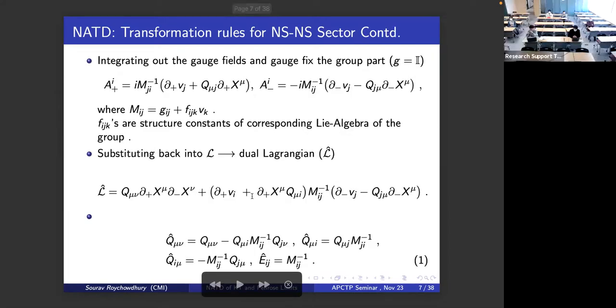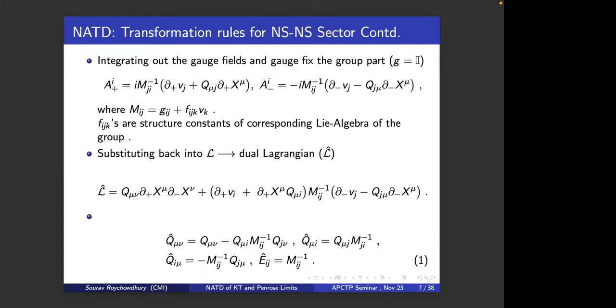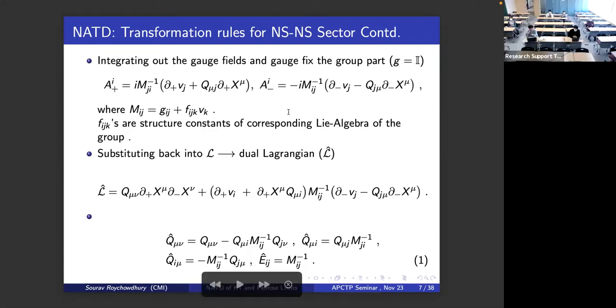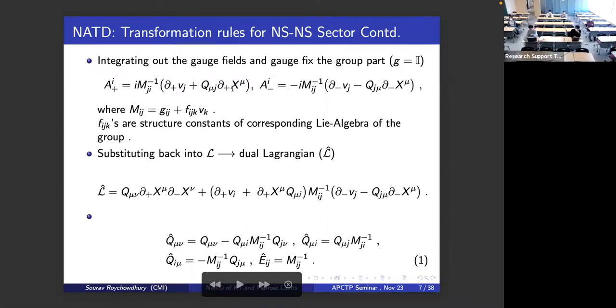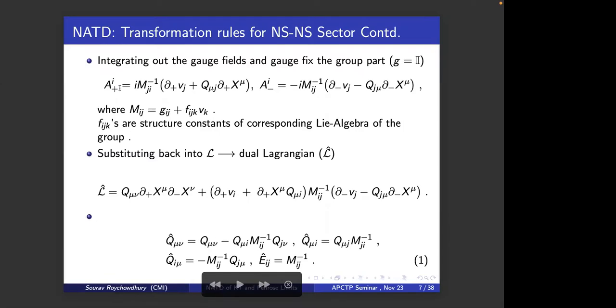If we consider some abelian subgroup of that, then it reproduces the conventional Buscher transformation or Buscher setup. It is the same thing, along the same line. Here the gauge fields are SU(2) valued.